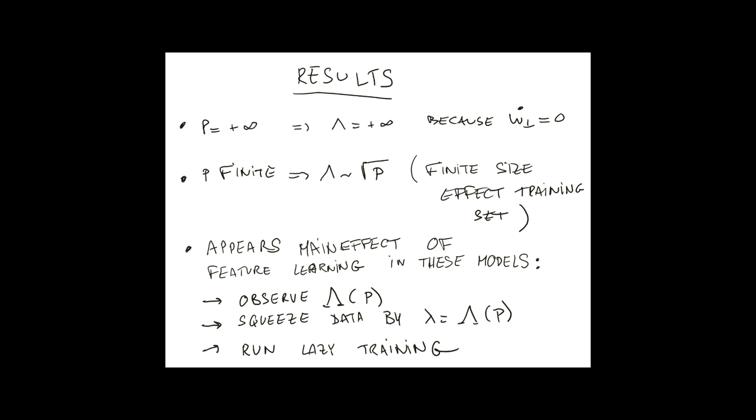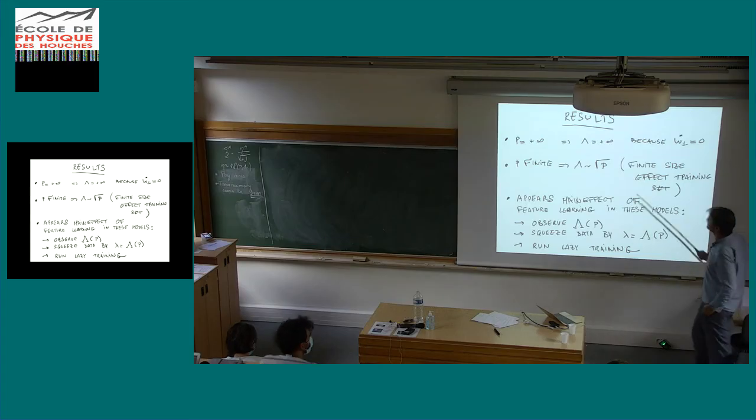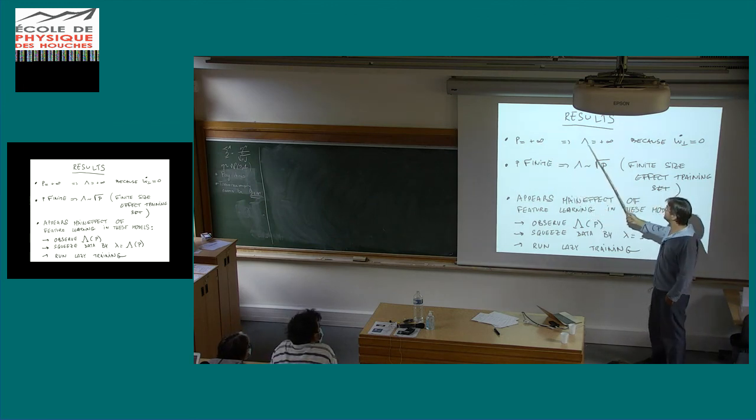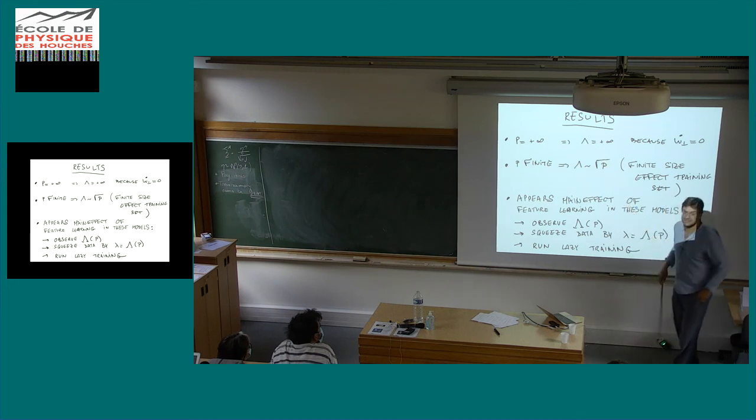So here are the results. If you have an infinite number of data, we find that lambda goes to infinity in this limit. And why is it so? You started with very tiny weights, and the gradient on the bad weights, if p is infinity, is just 0. So you have gradients in the correct direction, but you don't have them in the bad direction. If you start from something that's essentially 0, this ratio would be infinity.